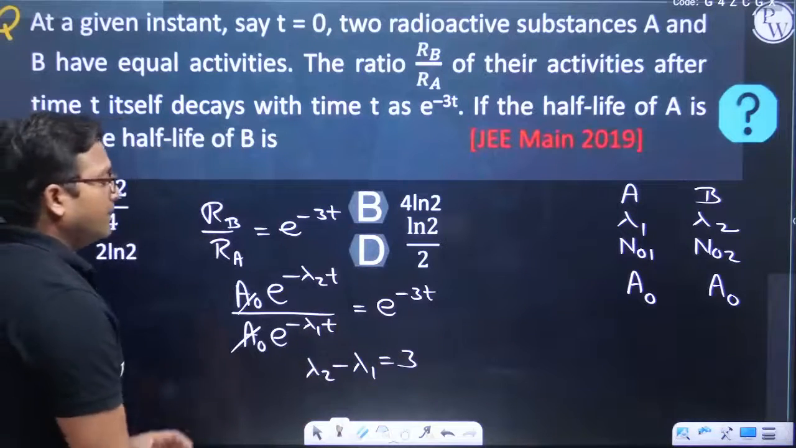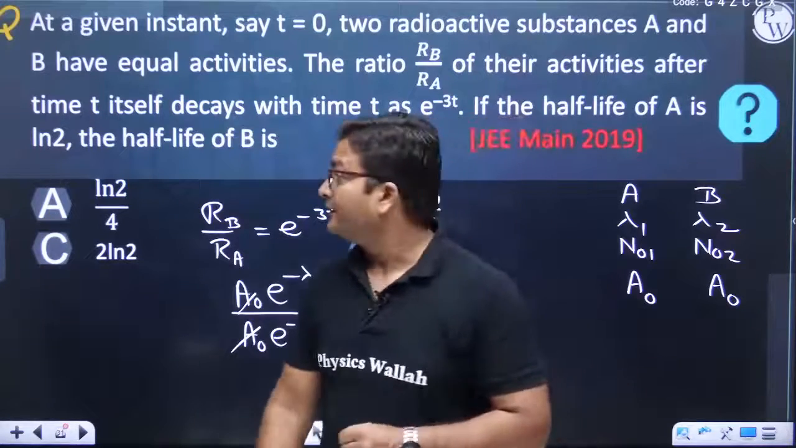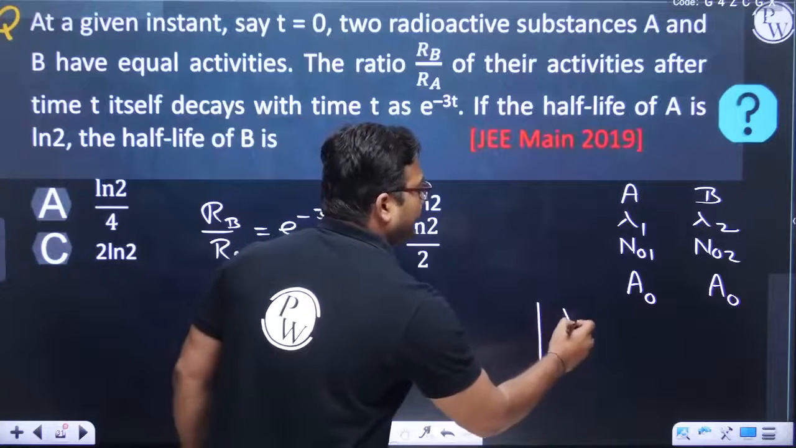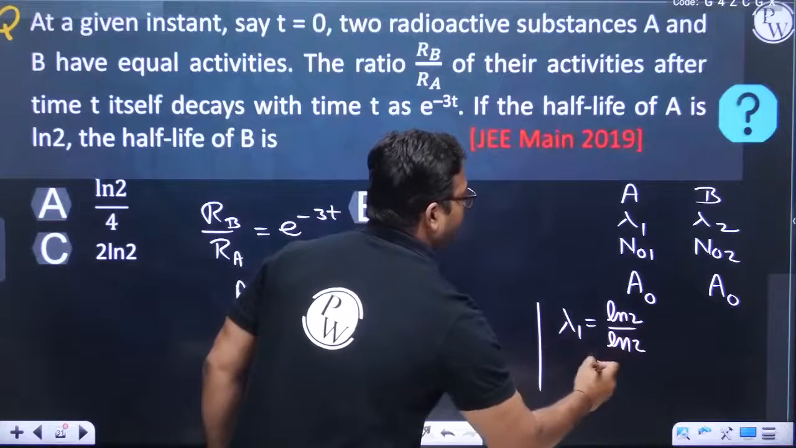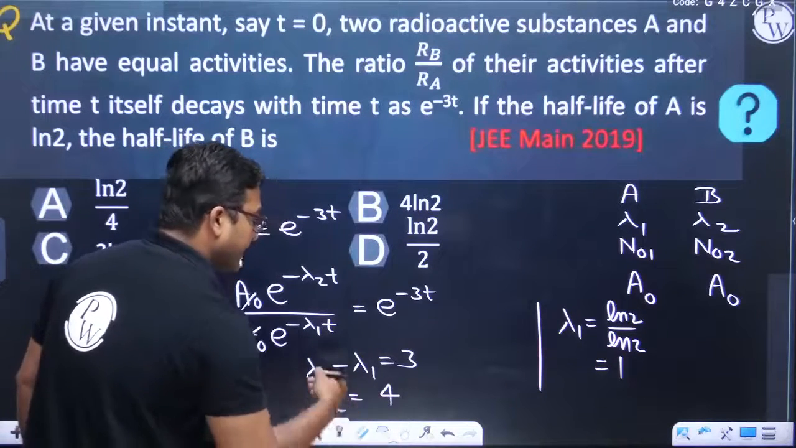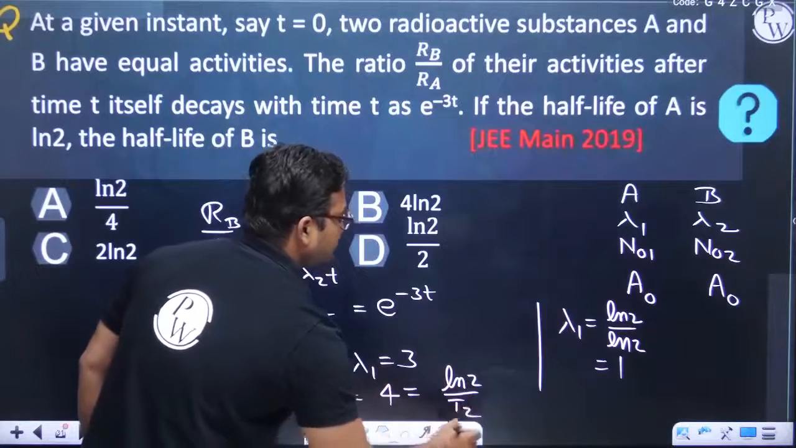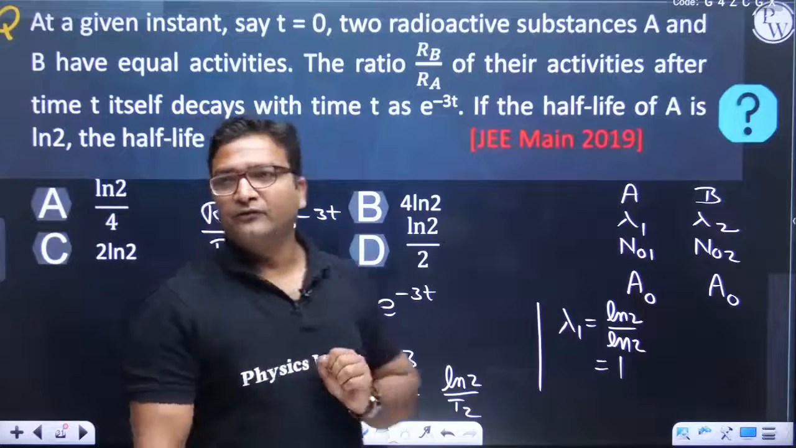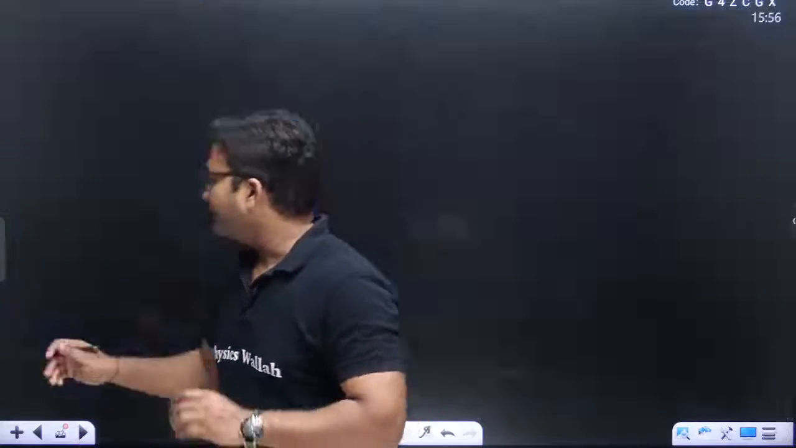Now see, if the half-life of the first element is ln2, I can write lambda 1 as ln2 by half-life, so lambda 1 is 1. From here you can see lambda 2 will be 4. And as lambda is ln2 by half-life, T2 is simply ln2 by 4, and if T2 is ln2 by 4, option A is your perfect choice. Okay, next question.